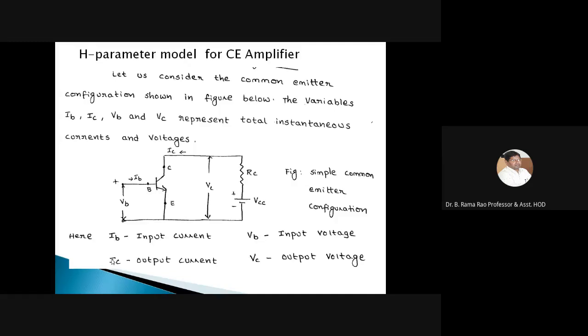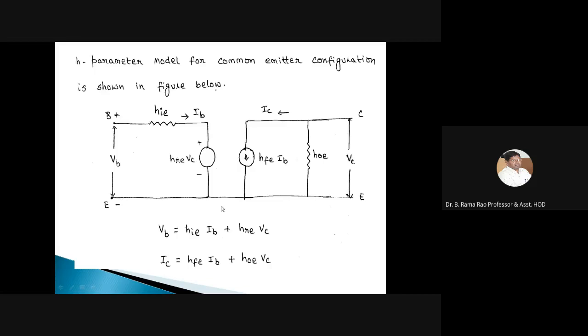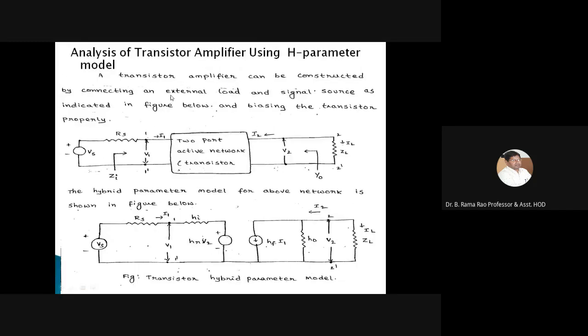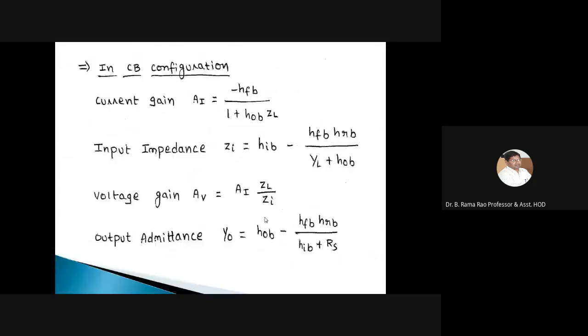This is the hybrid parameter model for the CE amplifier. I have taken a simple CE amplifier, without taking R1 and R2. Simply I have taken the input parameters, then I have taken this one, and these are the values. Now I have analyzed this transistor amplifier using the hybrid model. In this amplifier circuit, I have taken the source voltage, source resistance, and load resistance into account, and this is the hybrid equivalent model, and we have gone through all these parameters by using different formulas.